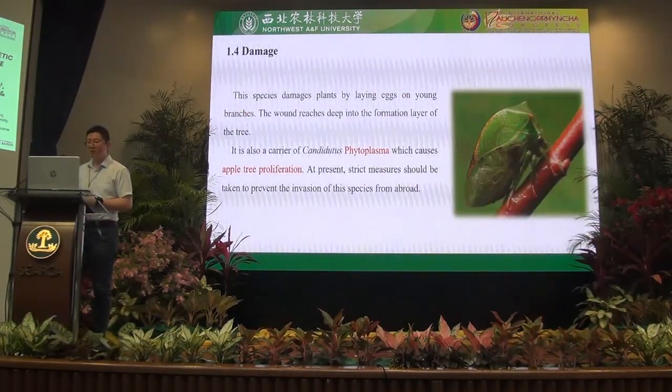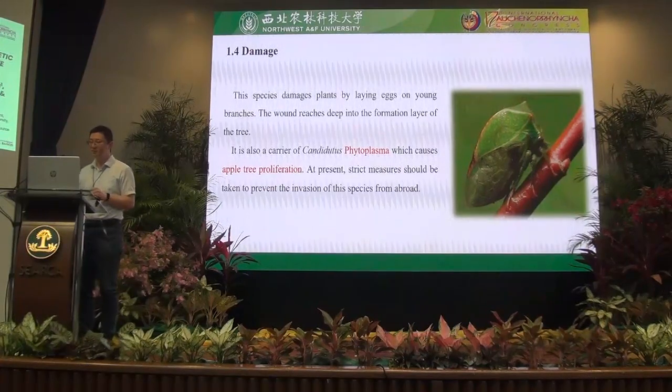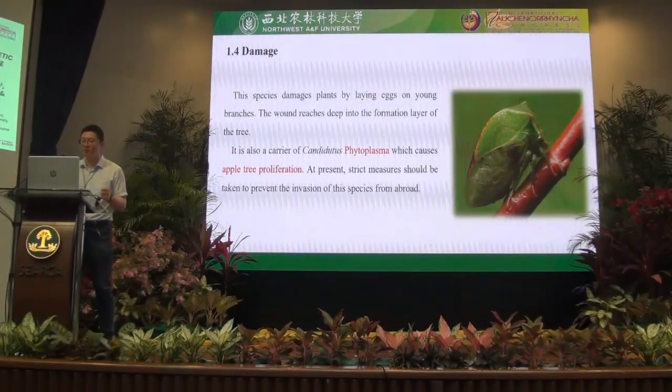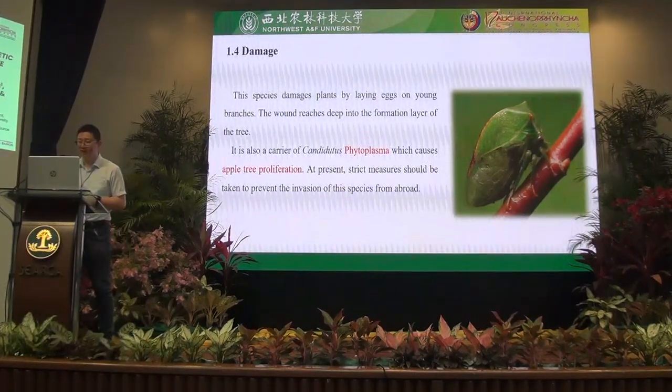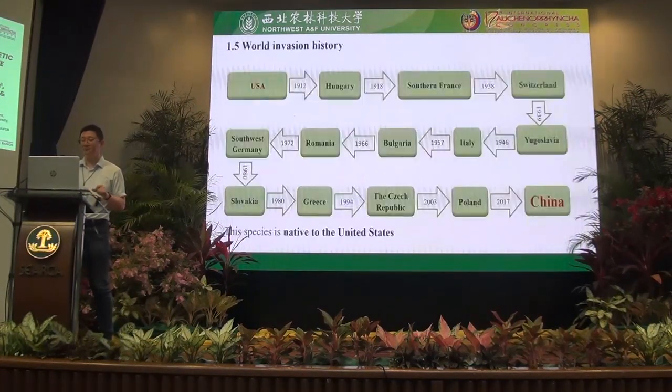Damage: this species damages plants by laying eggs on young branches. The egg-laying reaches deep into the cambium layer of the tree. It is also a carrier of Candidatus phytoplasma, which causes apple tree proliferation. At present, strict measures should be taken to prevent the invasion of this species from abroad.